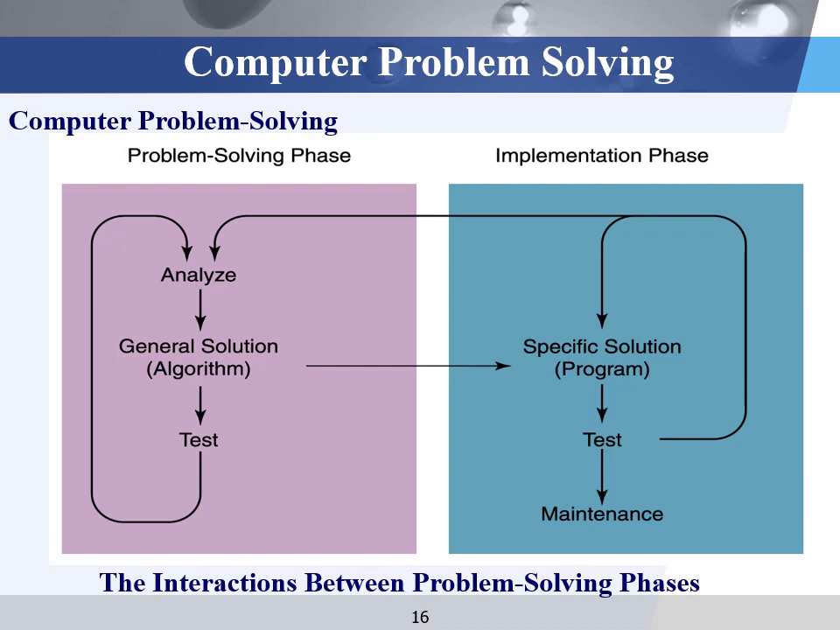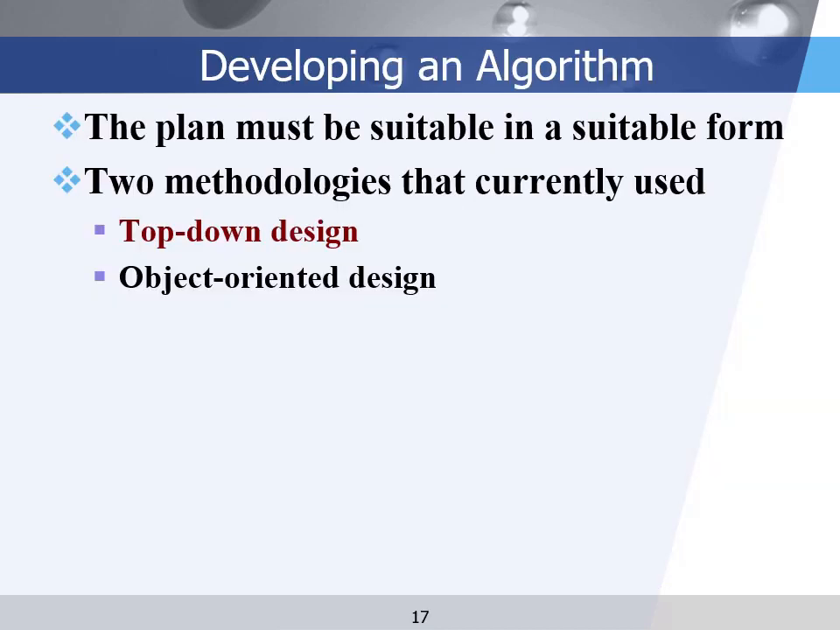In the problem solving phase, you analyze, make the general solution, and then you test your solution. If everything is okay, you go to the implementation phase. If your general solution is not quite perfect, you probably need to reanalyze your problem. And during the implementation, maybe you also need to go back to the problem solving phase.